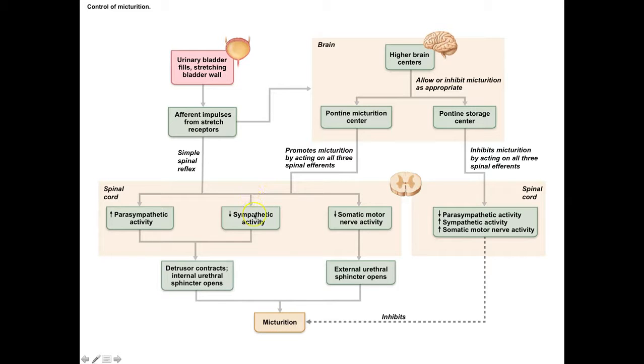We are also going to decrease sympathetic activity and increase parasympathetic activity, and that causes the detrusor muscle to contract and the internal urethral sphincter to open, allowing us to micturate. Of course, if your internal one doesn't open, the external one opening is not going to help you too much. So these have to go hand in hand.